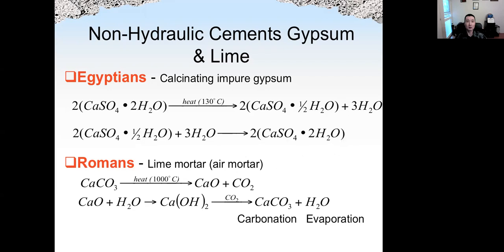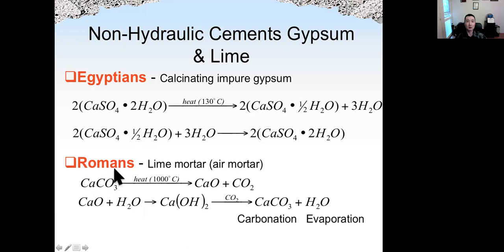So gypsum has a certain strength. It is much weaker compared to modern concrete, but is strong enough to build the pyramid. So this is the basic chemical reaction for ancient concrete used by Egyptians.